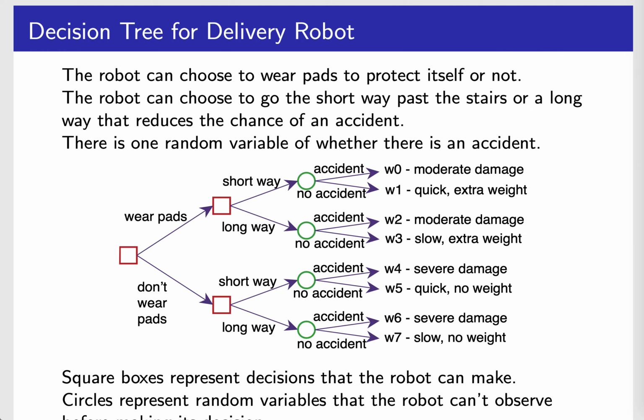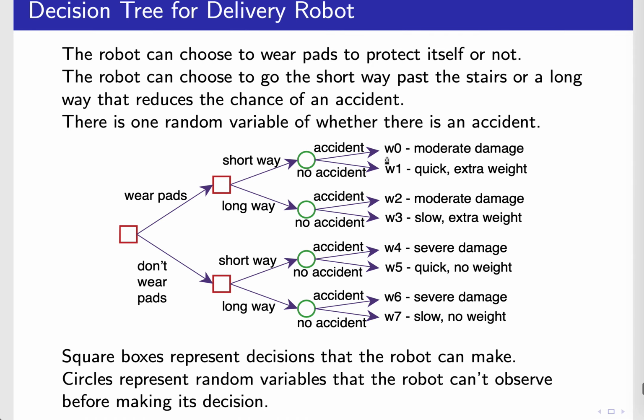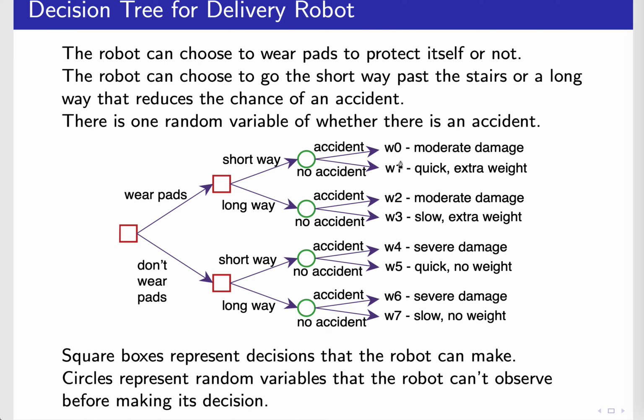So here is exactly the same thing as before. And now the square boxes are where the agent gets to choose whether it wears pads or doesn't wear pads. The agent gets to choose whether it goes the short way or the long way. So these are going to be decision variables. The agent does not get to choose whether they have an accident or not. That's something that happens, it's stochastic. But whether they have an accident depends on the actions of the agent. So the probabilities of these two sum up to 1. So if the agent wears pads and goes the short way, this adds up to 1. Okay, so that's what we're going to do here. We're going to look at all of these as probabilities. So the agent gets to choose these, but these are random variables.